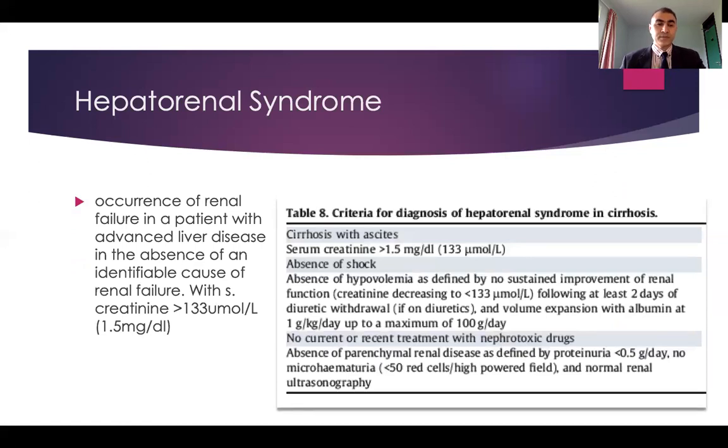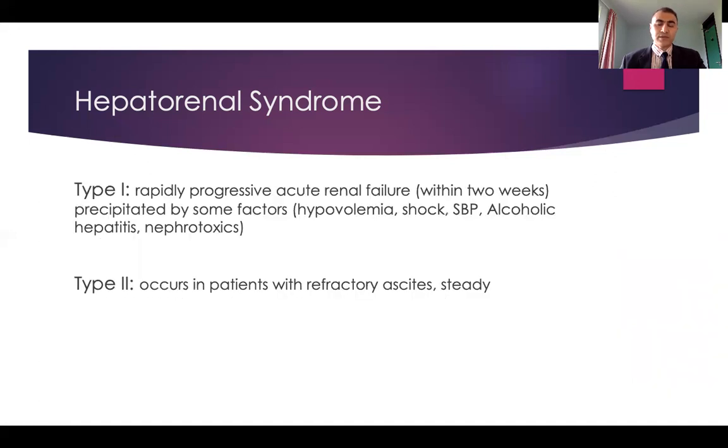Hepatorenal syndrome is defined by the EASL as recurrence of renal failure in a patient with advanced liver disease, in the absence of an identifiable cause of the renal failure, with a serum creatinine of more than 133. For some, more than 133 may seem a very low value. However, these patients usually have very low muscle mass, so 133 is a really high value for them.